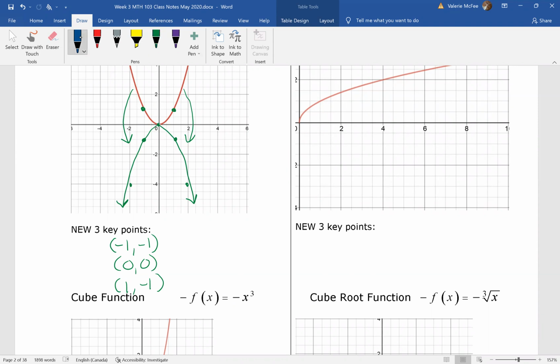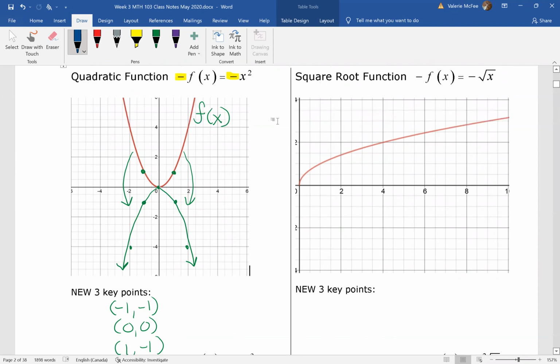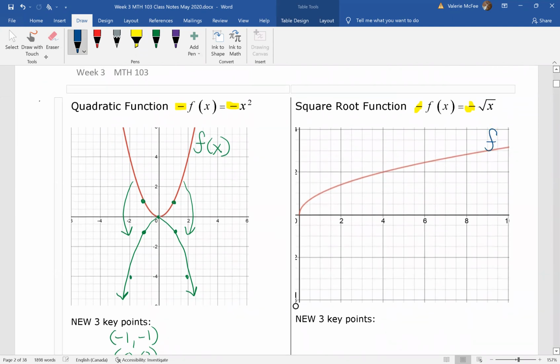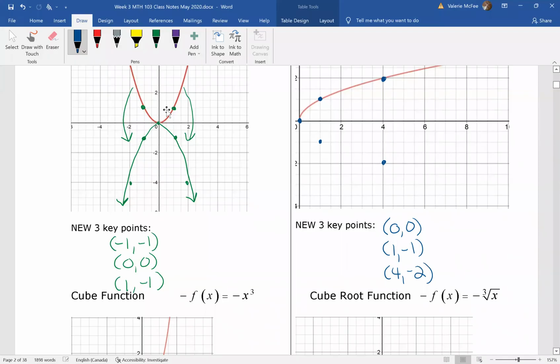What about our square root function? So again, we're looking for the negative of f of x. I've drawn the f of x here. We have our key points. This time we didn't use negative 1. We can't let x be negative. Do you remember the key points? Write down the new key points. Again, you made each of the y values negative. You reflected it across the x-axis. And there we have the negative f of x.